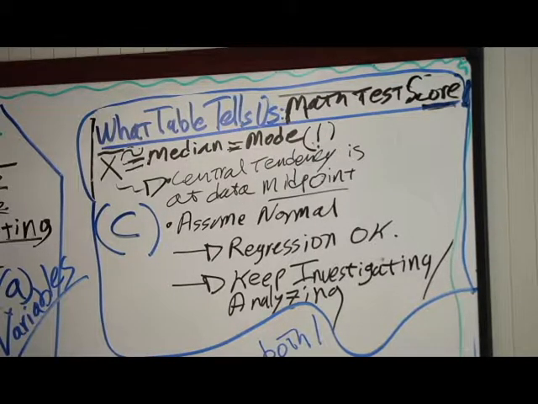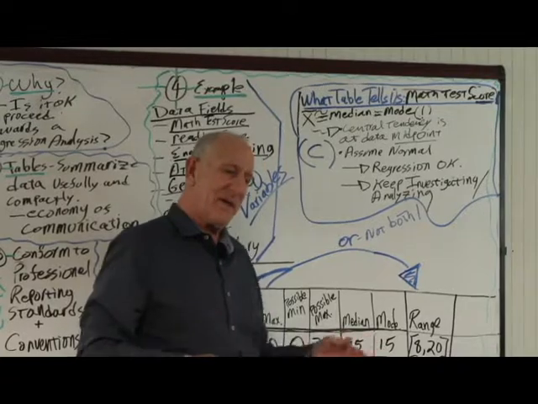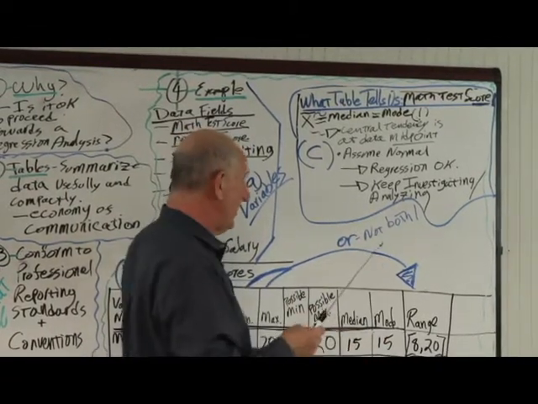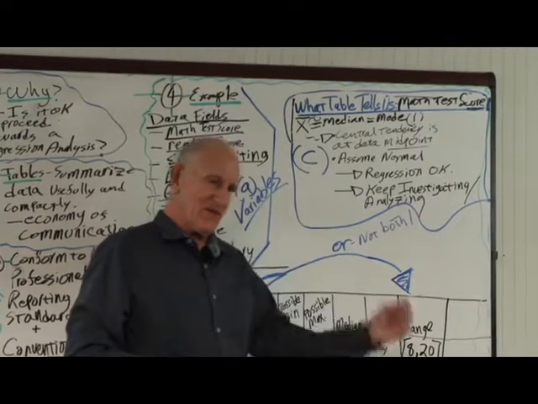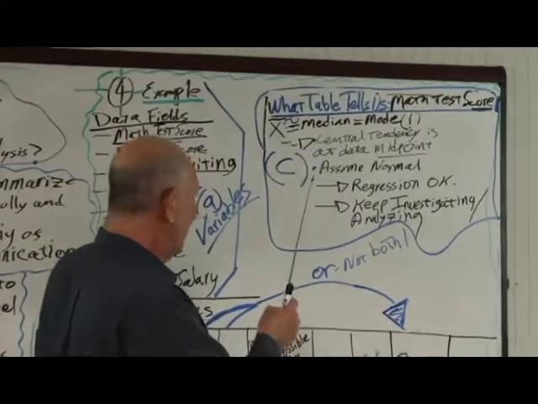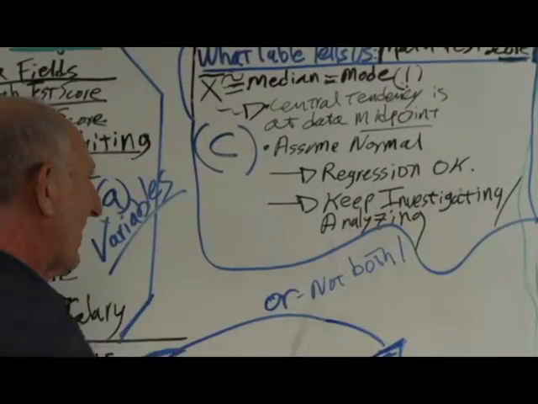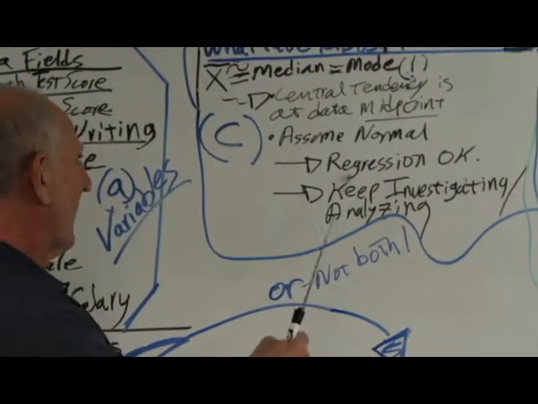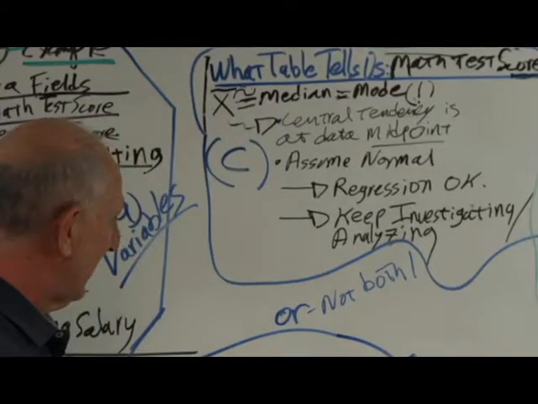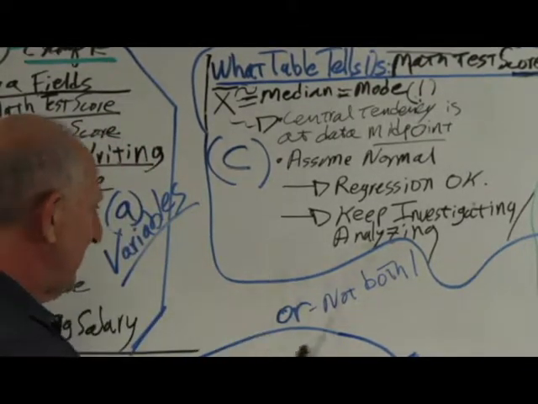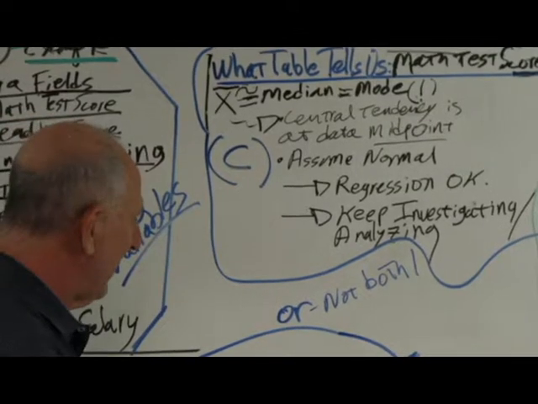That tells us that the central tendency is at the data's midpoint, and that's kind of cool. That increases the chance that it's a symmetrical distribution, and so we can assume that it's a normal distribution. So it's okay to do a regression from that perspective, but we're going to keep analyzing and investigating. But we move to the next step when we have this information about this variable.